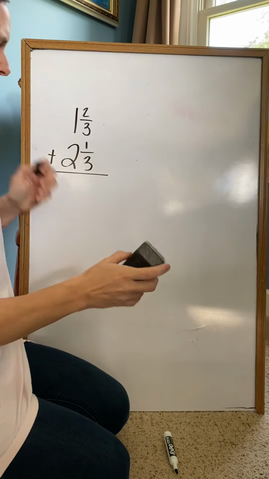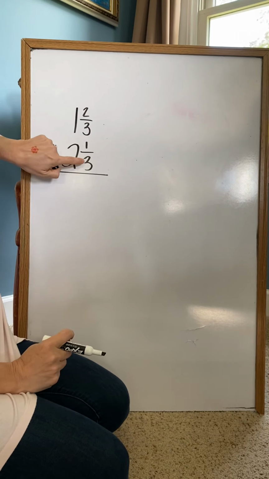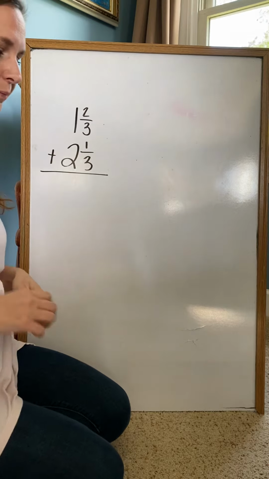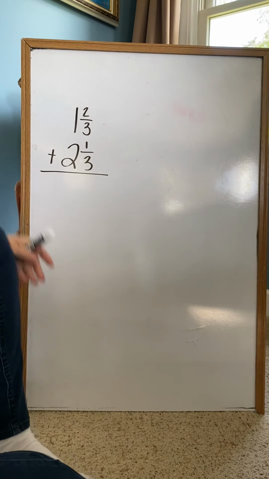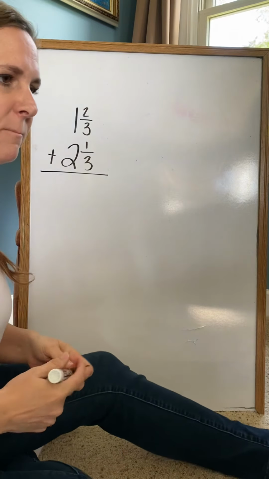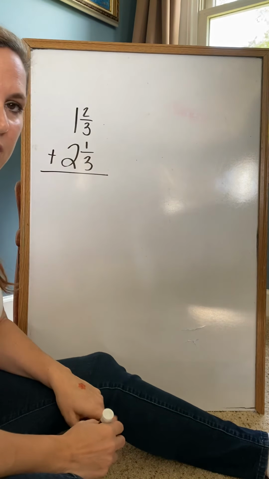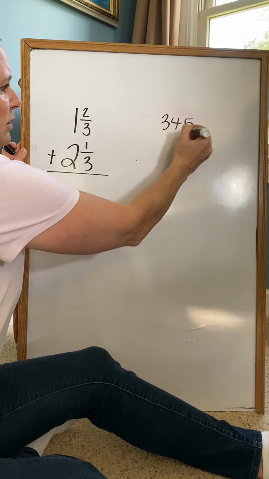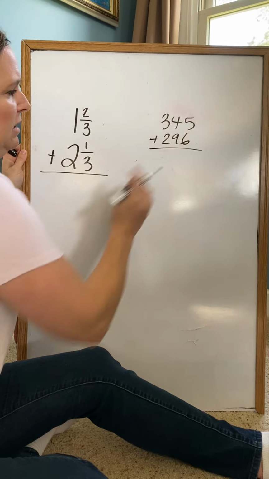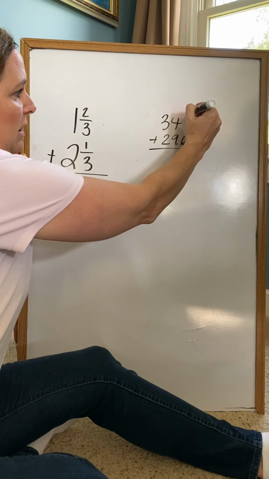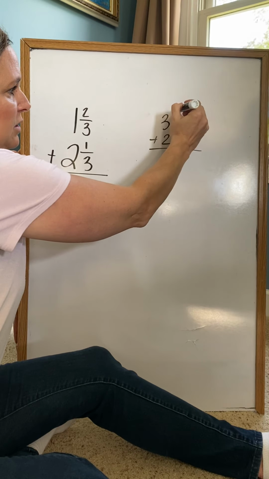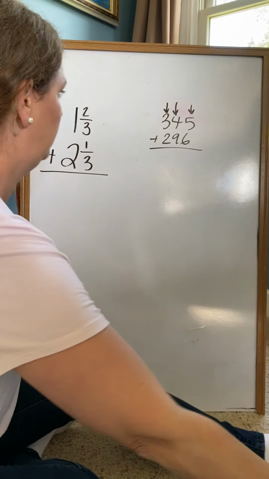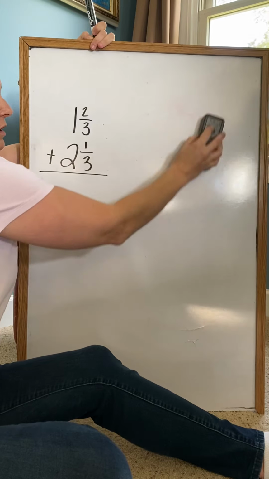So notice that I paid special attention to stacking the fraction under the other fraction and the whole number under the other whole number. I did that because just like when we are adding or subtracting whole numbers, we keep place values lined up vertically. So, for example, if I were adding these quantities, this would be my units place, this column would be my tens place, and this column would be my hundreds place. The same is true when we're adding and subtracting mixed numbers.